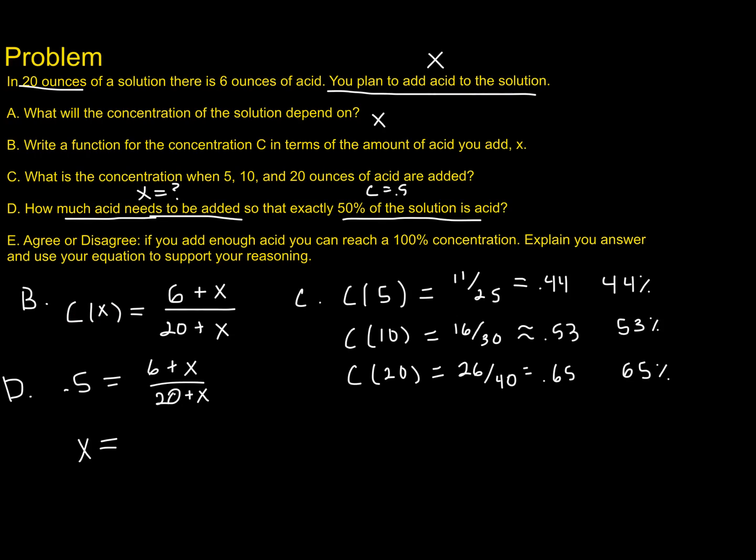All right, last but not least, I want you to answer E on your own, and I want you to give evidence here. So I'm looking for 2 to 3 sentences at least agreeing or disagreeing with this statement. If you add enough acid, you can reach 100% concentration. Explain your answer and use your equation to support your reasoning. So you should talk about how your equation tells you why you should agree or disagree with this statement. All right, go ahead and complete that, and I will see you guys on Monday.